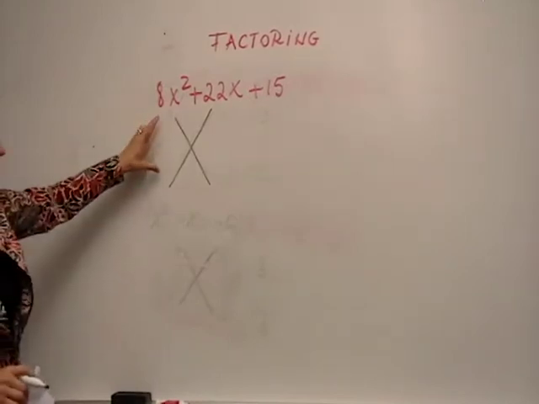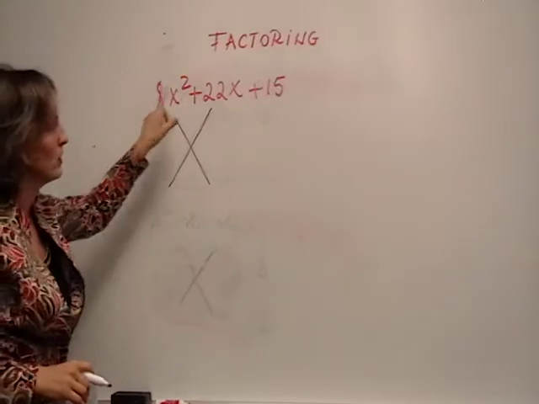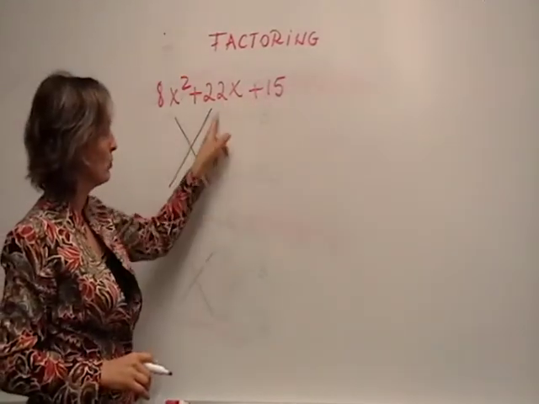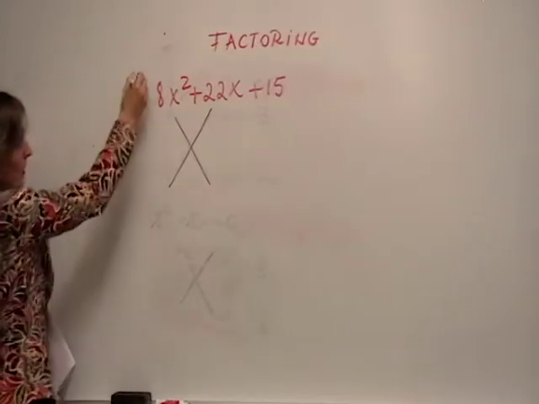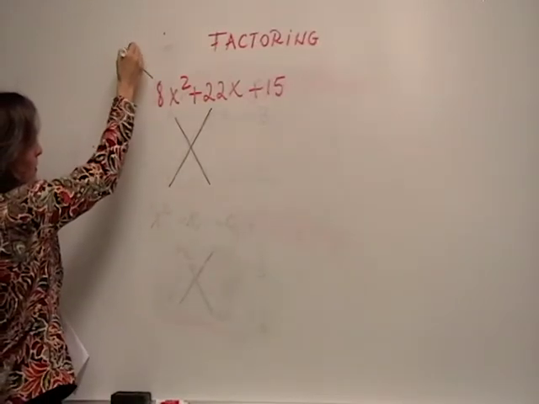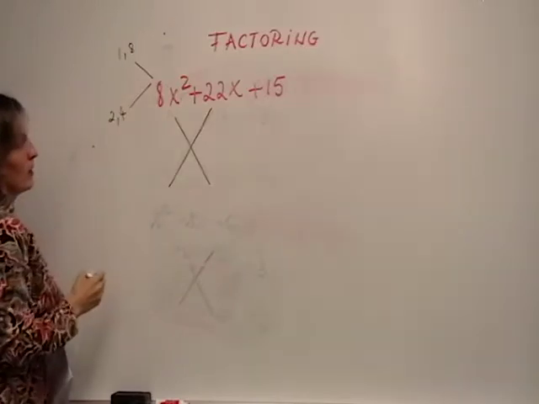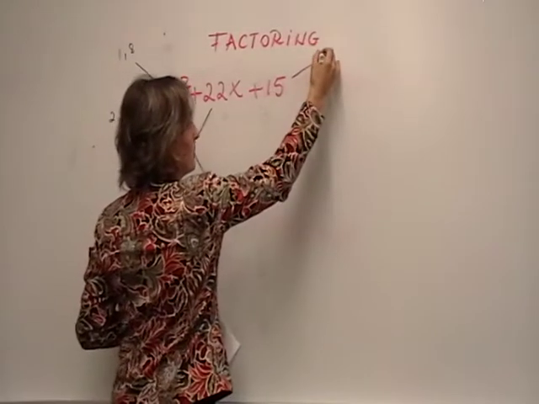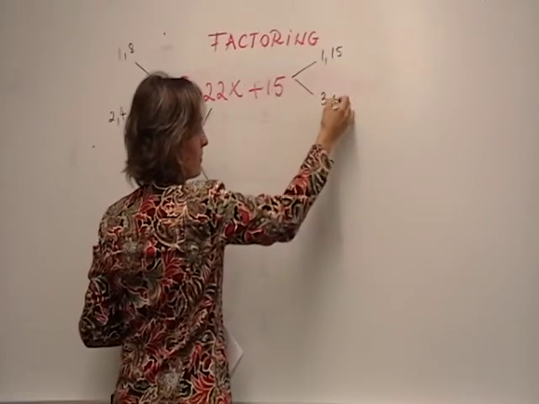Remember, here I have to write 2 factors for the first coefficient, and here I have to write 2 factors for 15. Factors for 8 could be 1 and 8, or 2 and 4. Factors for 15 can be 1 and 15, and what? 3 and 5.